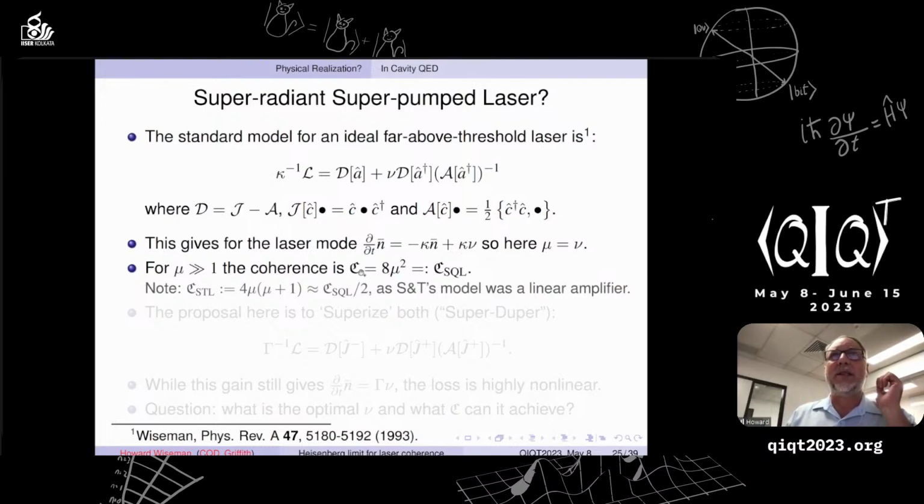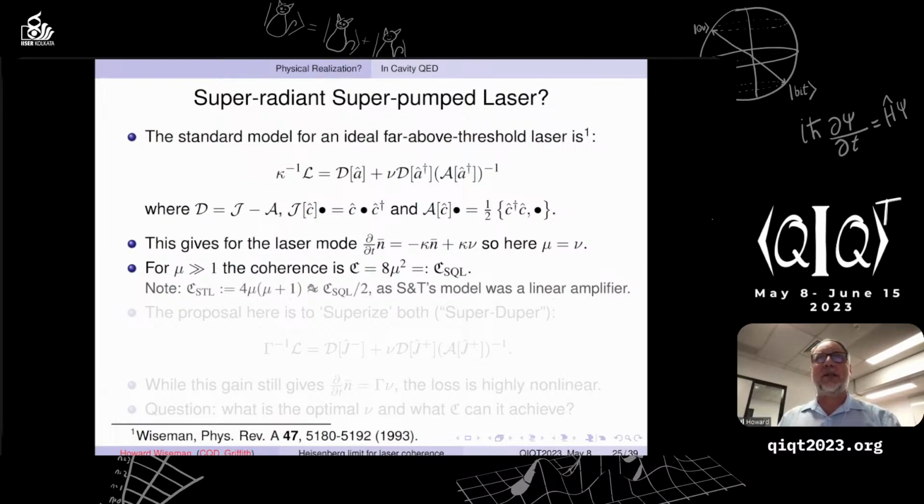And as I said, this actually gives the standard coherence, which turns out to be 8 mu squared, that's the specific coefficient, which we call the standard quantum limit, therefore. Which is a little bit different from the Schawlow-Townes limit. The Schawlow-Townes limit is actually 4 mu squared, or even more correctly, 4 mu plus 1, because that one we can work out exactly, because their model was basically just a linear amplifier.